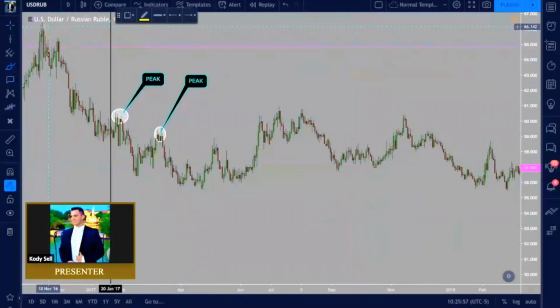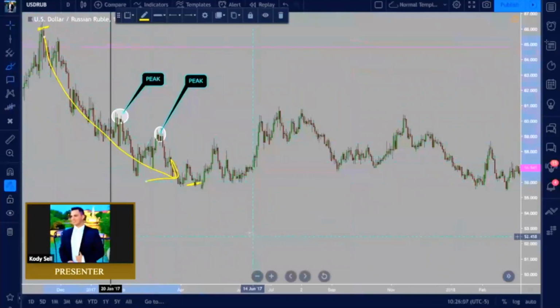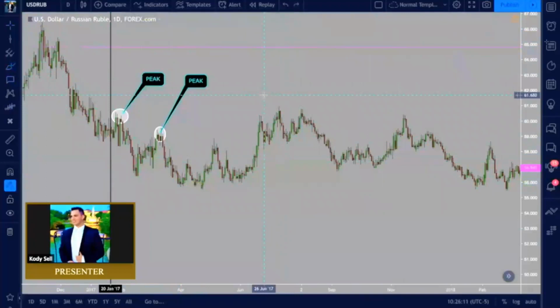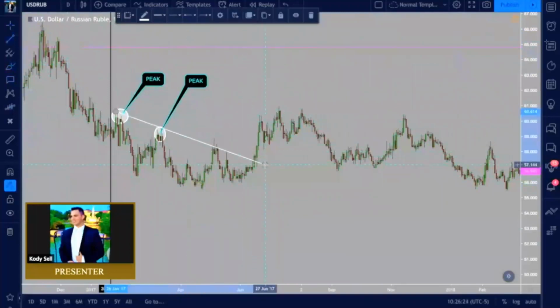Well, real simple. If you look on the left, we start up here. If you look over on the right, we end up down here. You go from here to here, that's down. That's a bearish market. No need to overcomplicate it, okay? We're in a bearish market. In a bearish market, we're interested in trend lines on top of price. So here we are, and we're going to connect these two peaks to get our trend line.